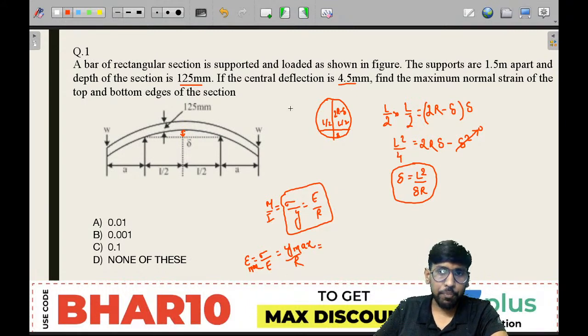So what is y max? If the depth of the section is 125, y max will be 125 divided by 2, because it's a rectangular cross section and the centroid lies in the middle. After you get 125 by 2, R you can find by using the formula L square by 8 delta. Come on, get me the value. Look at the units properly and find the value.